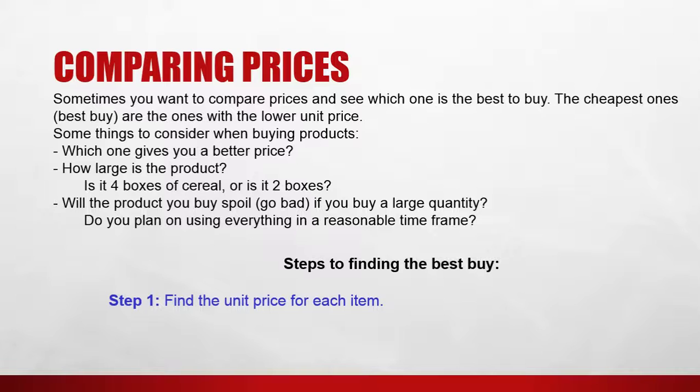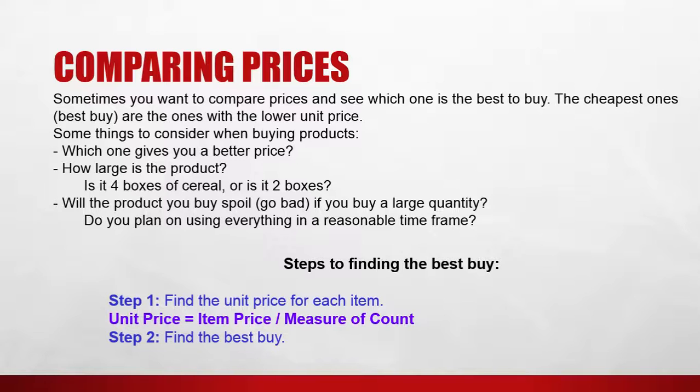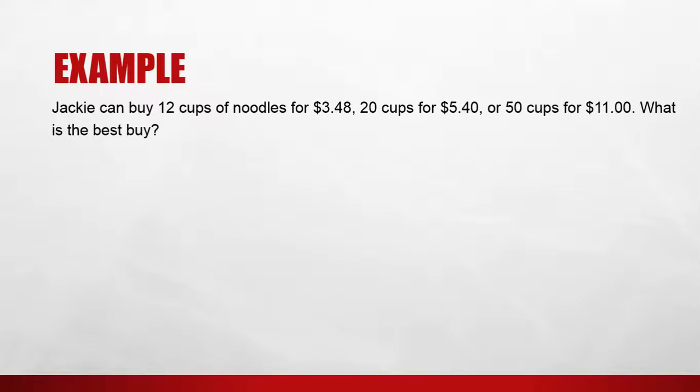So here are the steps to finding the best buy. So the first step is to find the unit price for each item. You can use the formula item price divided by the measure of count. We'll see what that means when we give an example. And the second step is simply just finding the best price based on what your answers are for step 1. So let's go and look at an example.